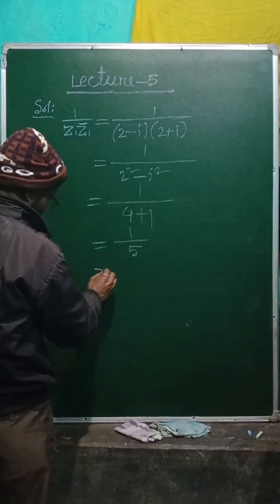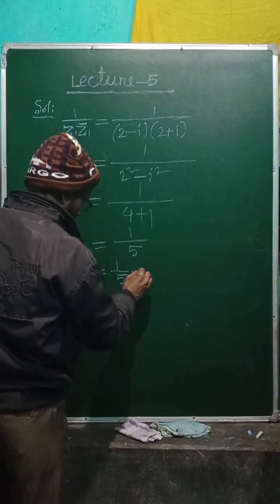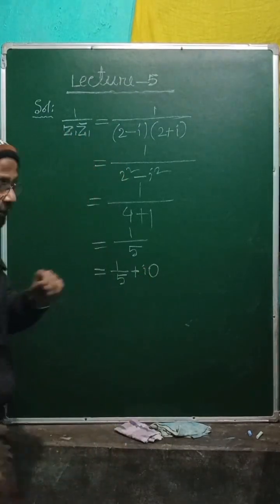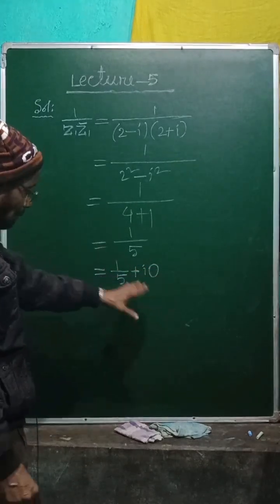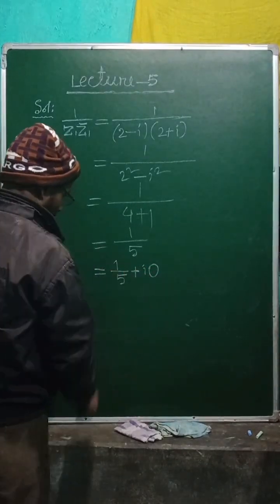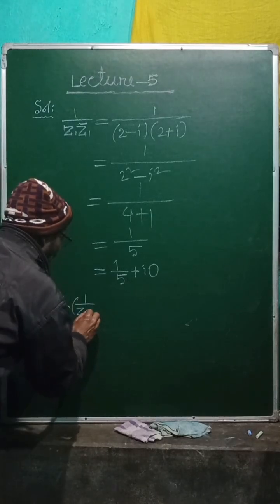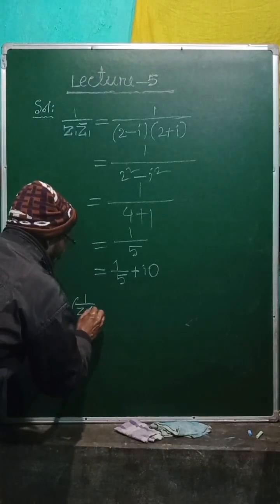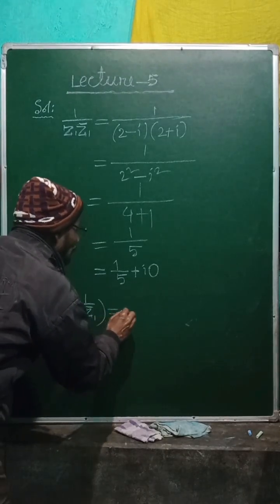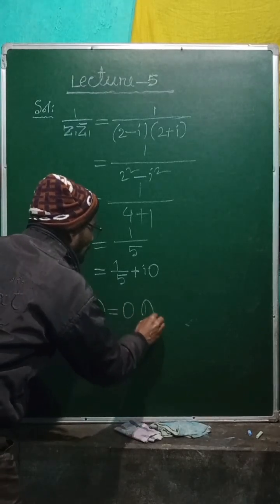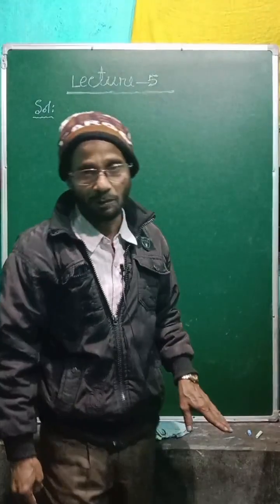This can be written as 1 by 5 plus iota 0, because imaginary part is not there, but we can make it. Okay, so what will be the imaginary part of that? Im of z1 into z1 bar is equal to 0. This is the answer. Okay, third problem.